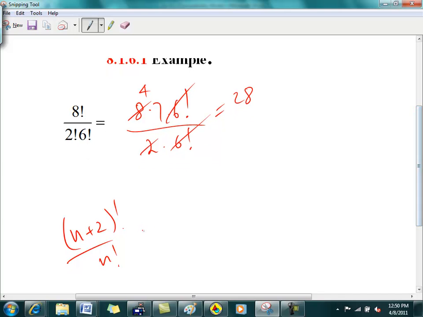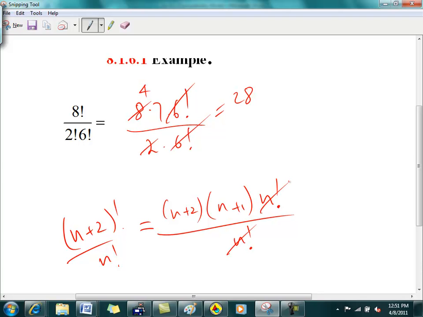So we're going to use the same technique to do this other problem. There are no numbers there, it's all algebra. So I'm going to go n plus 2. I'm going to reduce it by 1. What do I get? N plus 1. I'm going to reduce it by 1. And I'm going to stop there because I have an n factorial downstairs. So that cancels. And this gives me n squared plus 3n plus 2.